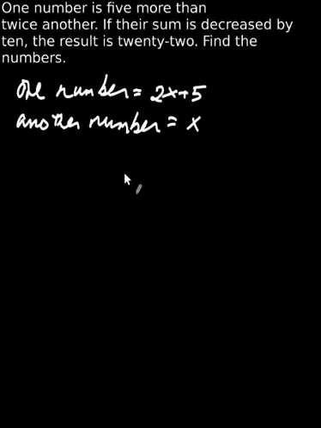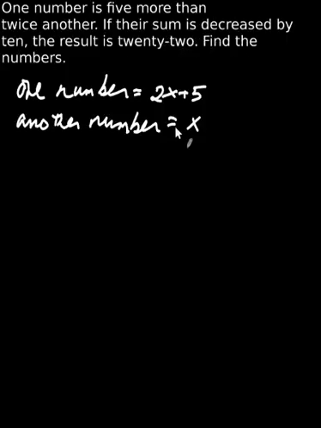This is a very important step, because when you decide to call one of the unknowns x, it allows you to easily create an expression for the other, and you're basically making use of the sentence that connects the two unknowns. For the next part of the problem, what do they tell us? If their sum is decreased by 10, we take their sum and from it we subtract 10.